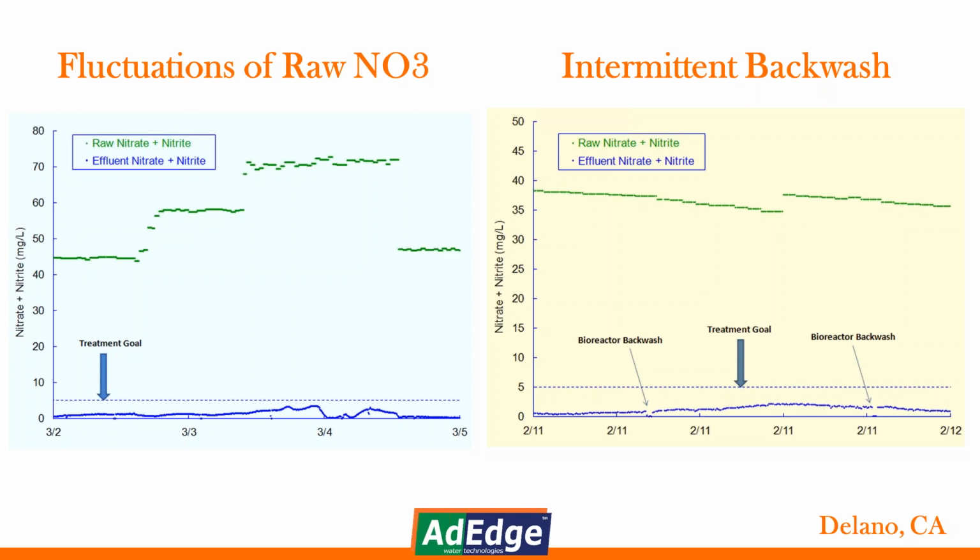But if you look at that first graph, you're starting at 45, which would be 10. This got spiked all the way up to 70, which was probably closer to 14, 15. And as you can see, the treatment performance was very consistent. Intermittent backwashes are done, and after the backwashes, the nitrate performance maintains consistency. You never see any spikes. And in this case, that five number is about one milligram per liter as nitrogen.